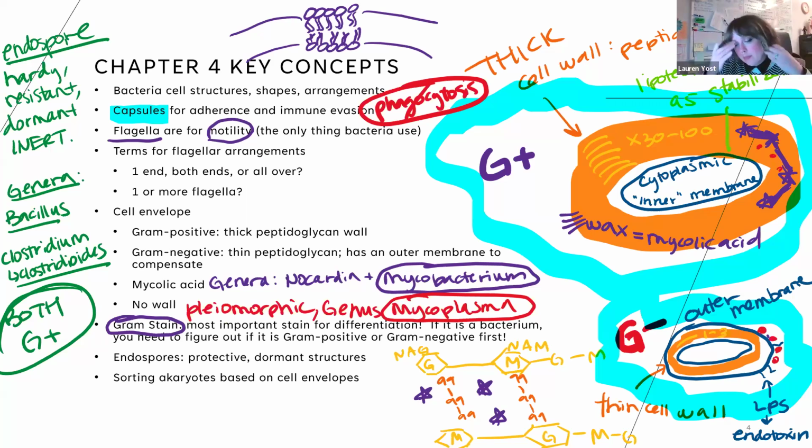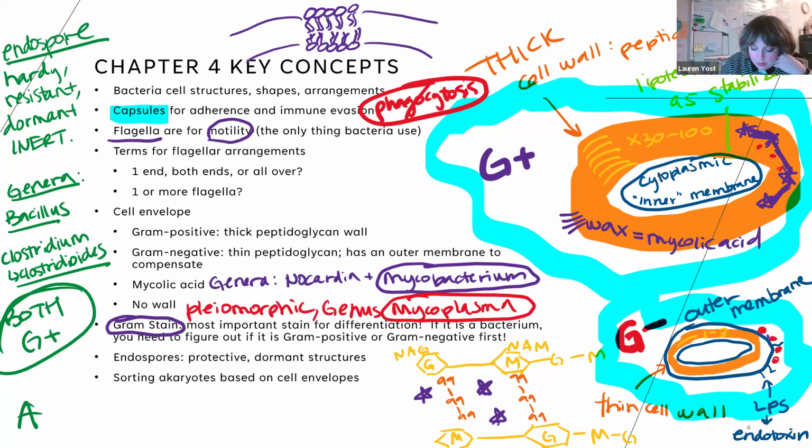Our thick wall guys are gram-positives, and some of our thick wall guys can make endospores. These are hardy, resistant, dormant structures. These are the guys that survive the 99.9% effective cleaners. Very resistant to chemicals, to heat, and radiation, just all sorts of stuff. Basically, when you're an endospore form of your cell, you are inert. You're not doing anything else. Endospores do not make toxins. Endospores do not multiply. Endospores do not infect. But you can get an endospore into your body.